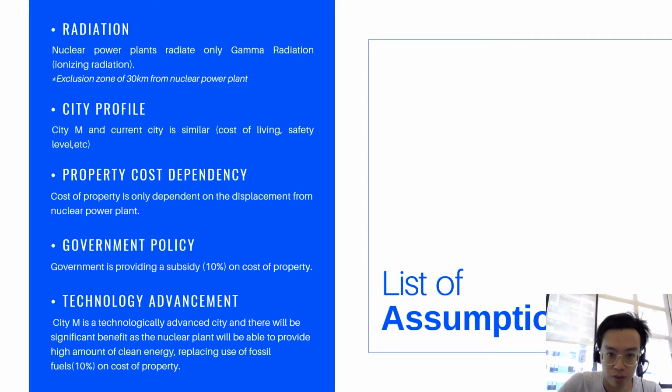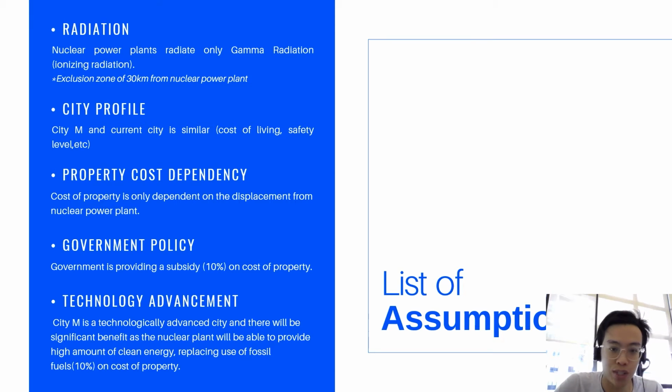Moving on. So these are our list of assumptions. Nuclear power plants radiate only gamma radiation, which is a type of ionizing radiation and is dangerous. The exclusion zone of 30 km from nuclear power plant. This is an area where no houses will be built. It is taken from the Chernobyl incident. So CTM and current city is similar in terms of cost of living, safety level, and etc. Yeah, so we just want to keep everything else constant.